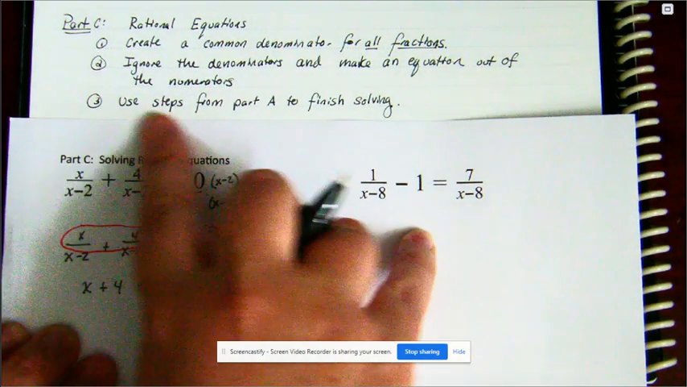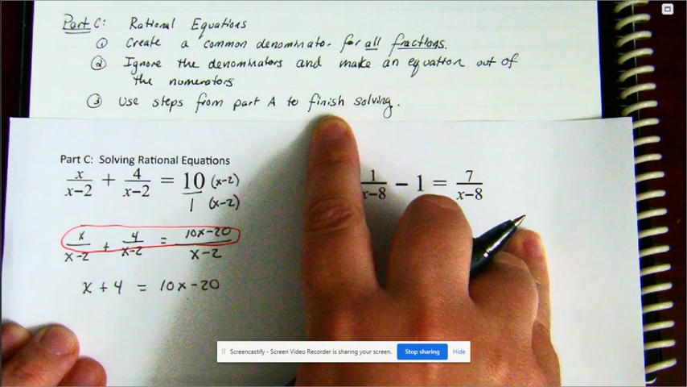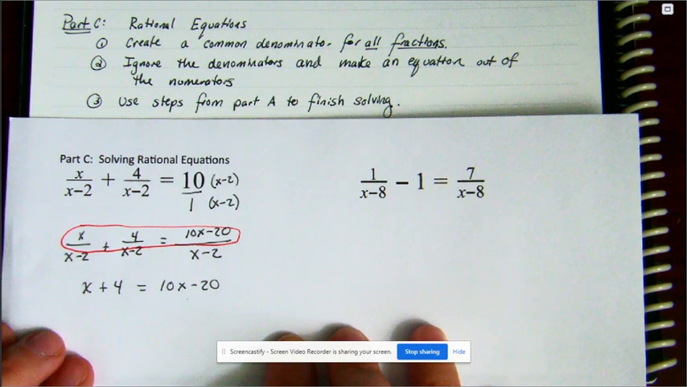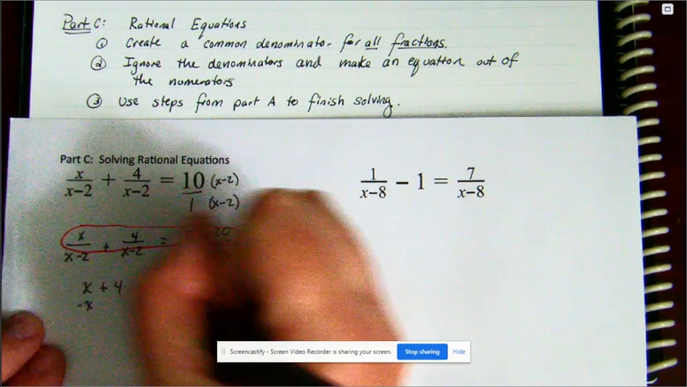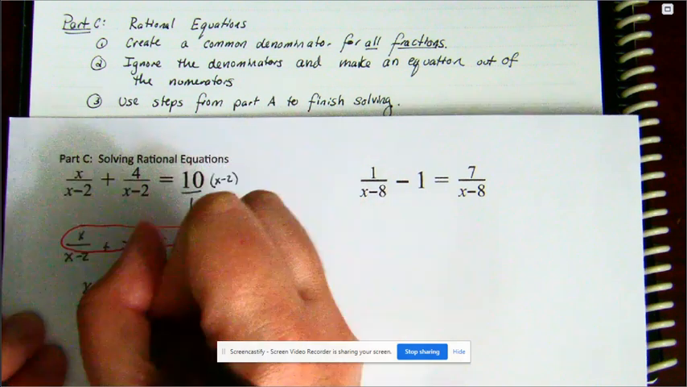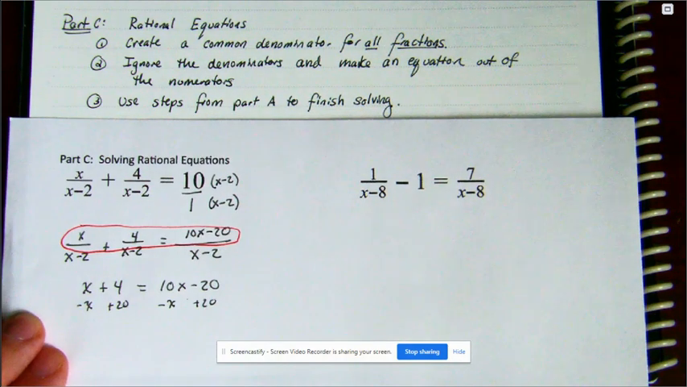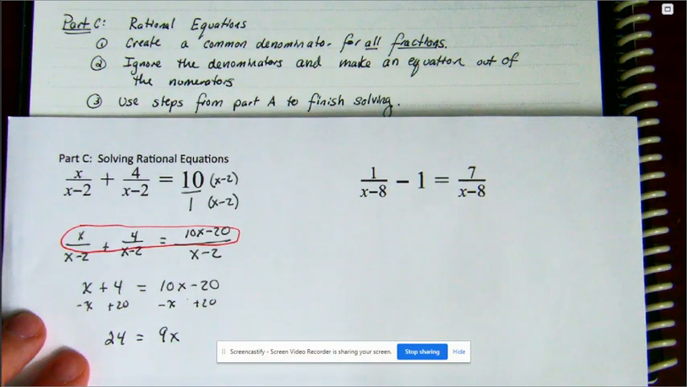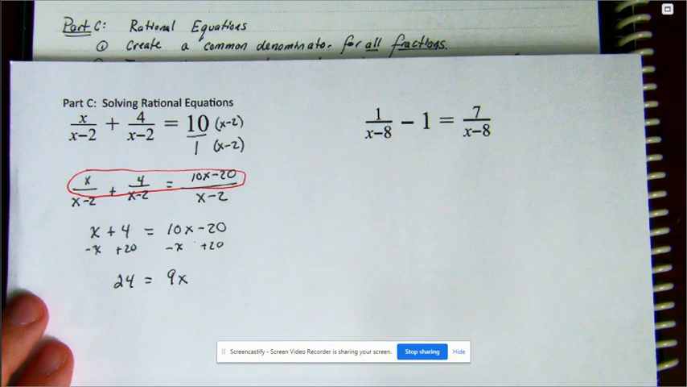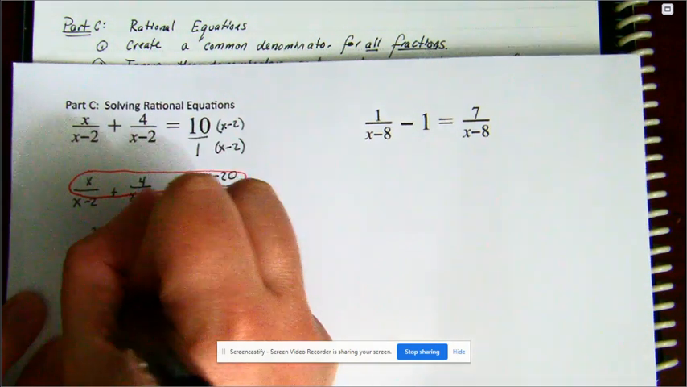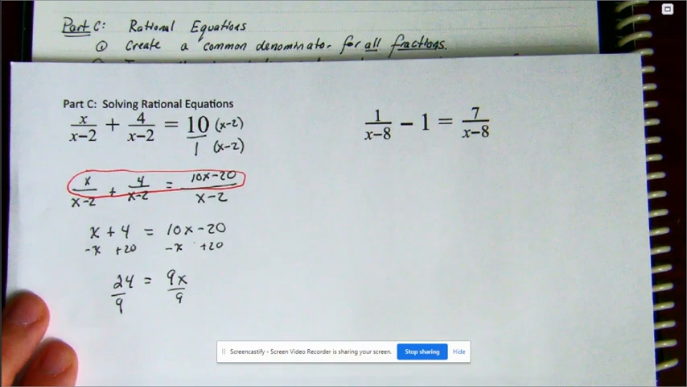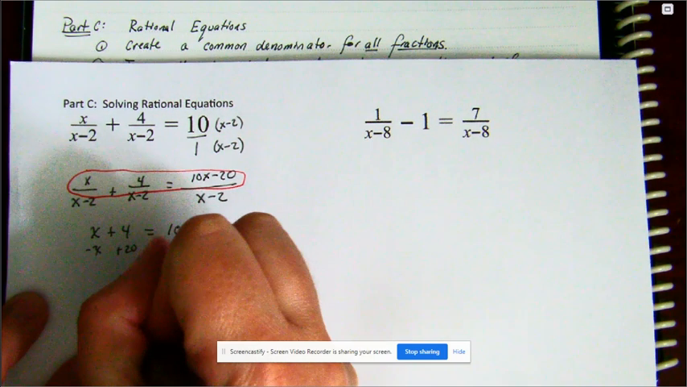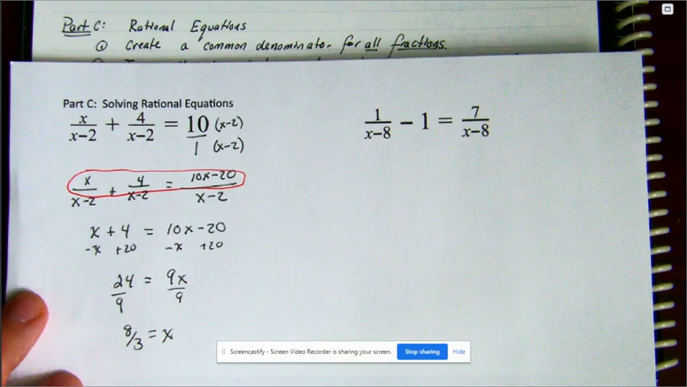So now we're on to step 3. We're going to use the steps from part A, which is distributing, combining like terms, and we're going to go from there. So in this case, I think I'm going to subtract x from both sides and add 20 to combine the like terms. So we're going to get 24 is equal to 9x. And then I'm going to divide by the 9. And 24 does not divide by 9 evenly, but we can reduce that fraction by a 3. So we'll get 8/3 is equal to our x value.